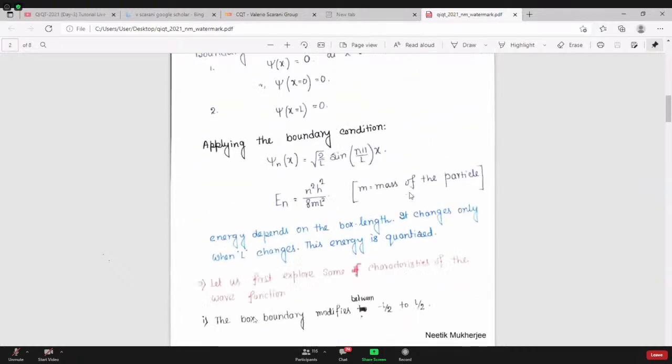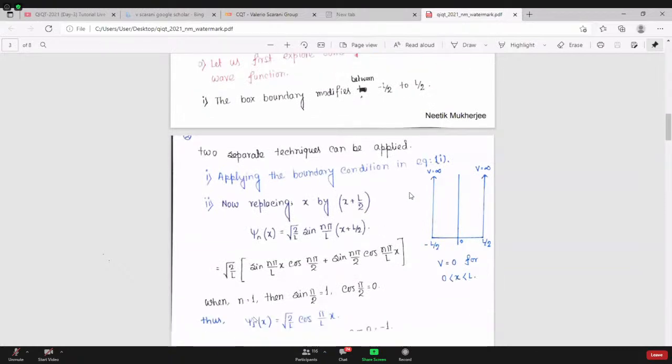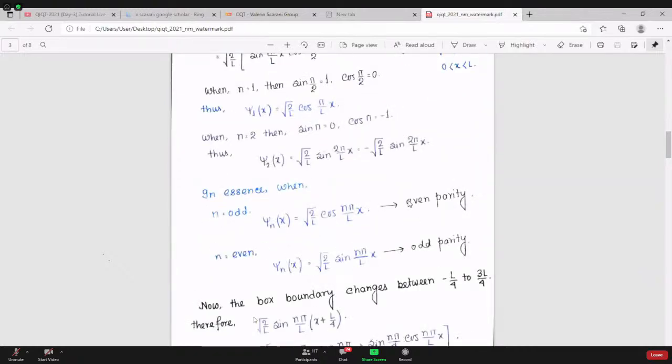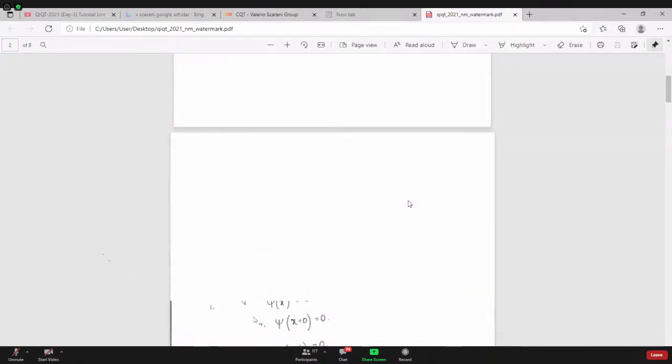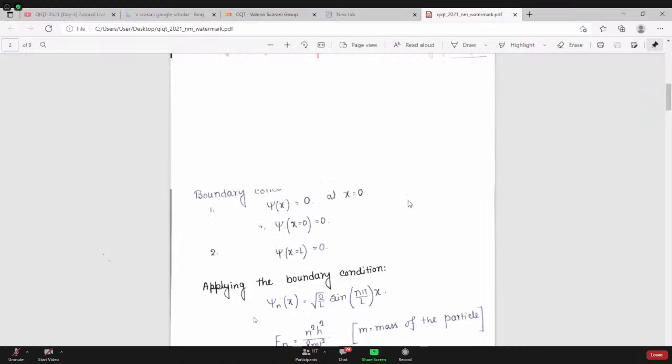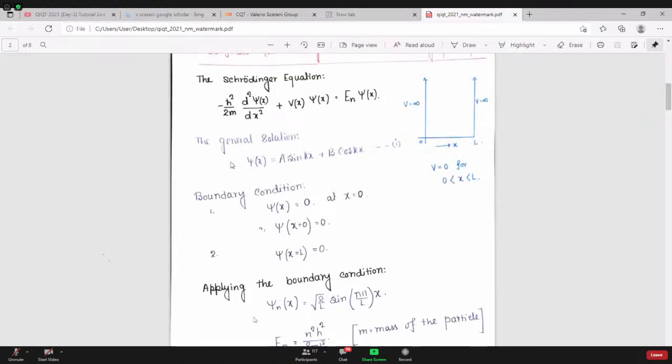Sir, how will the energy change if the V inside the box is increased? Then the energy expression will change. Obviously, now your Schrodinger equation will change. Then you have a different wave function that will not be expressed in this form. Your general solution will no longer be of this form. So that will change. Then again, you will get the results.